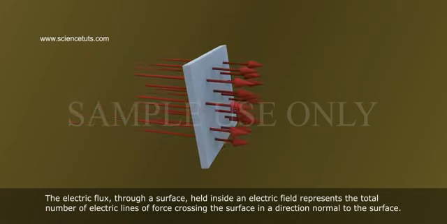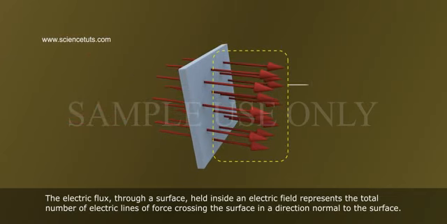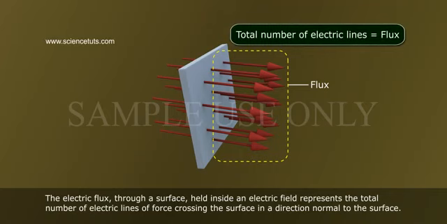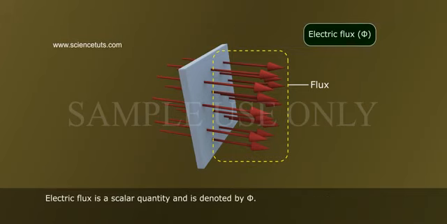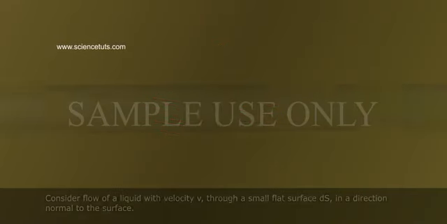Electric flux. The electric flux through a surface held inside an electric field represents the total number of electric lines of force crossing the surface in a direction normal to the surface. Electric flux is a scalar quantity and is denoted by phi.